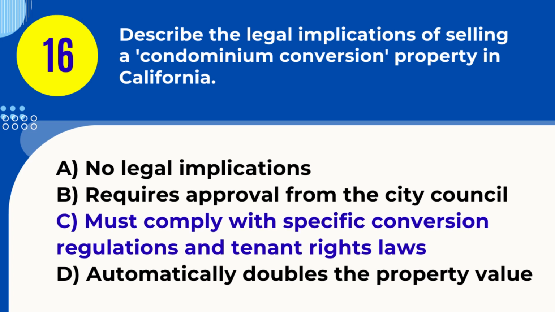Answer. C. Must comply with specific conversion regulations and tenant rights laws. Explanation. Selling a condominium conversion property in California involves complying with specific regulations related to the conversion process and respecting tenant rights laws. It ensures that the conversion is legally sound and tenant protections are upheld.